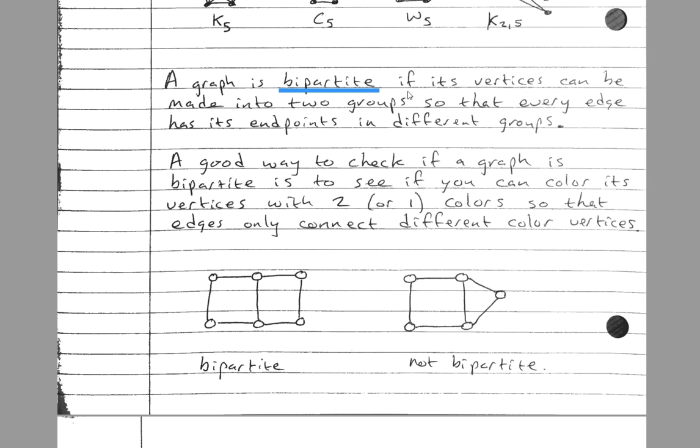And yeah, going back to our definition, the groups here would be: you could group the orange vertices into one group, the white vertices into another group, and those are the 2 groups you need.